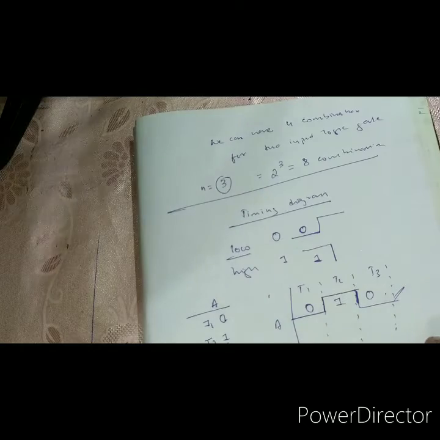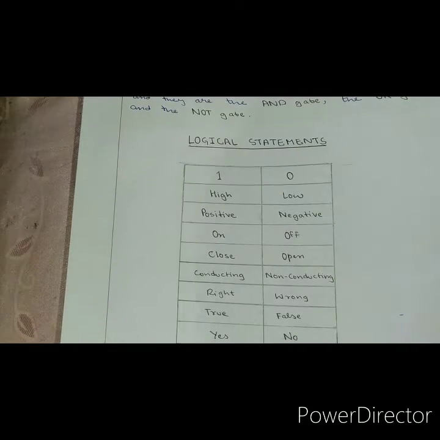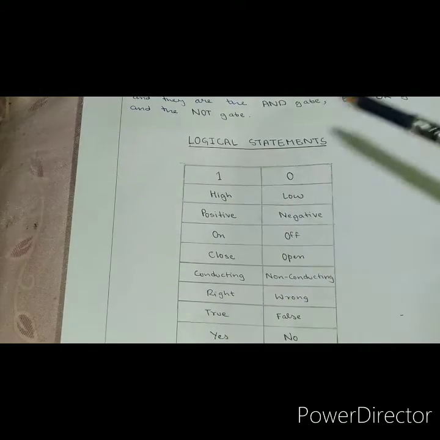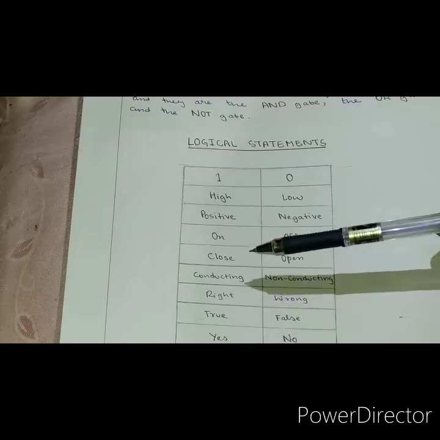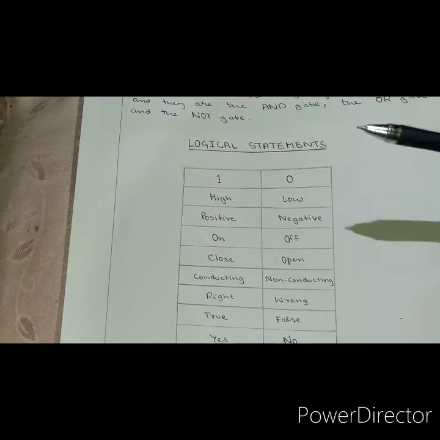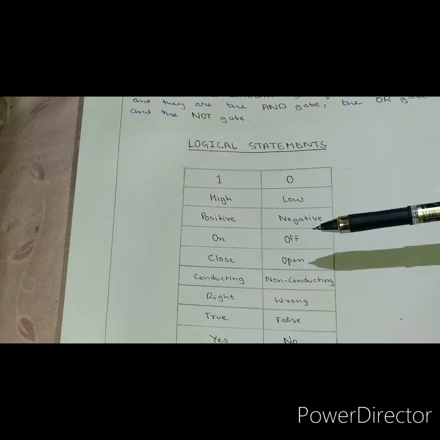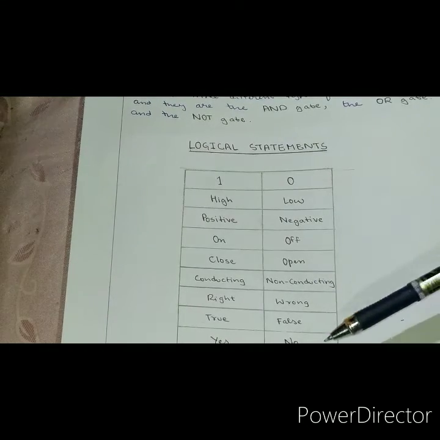Now this is the logical statement. So we can say that 1 is high, positive, on, close, conducting, right, true or yes, and 0 is low, negative, off, open, non-conducting, wrong, false or no.